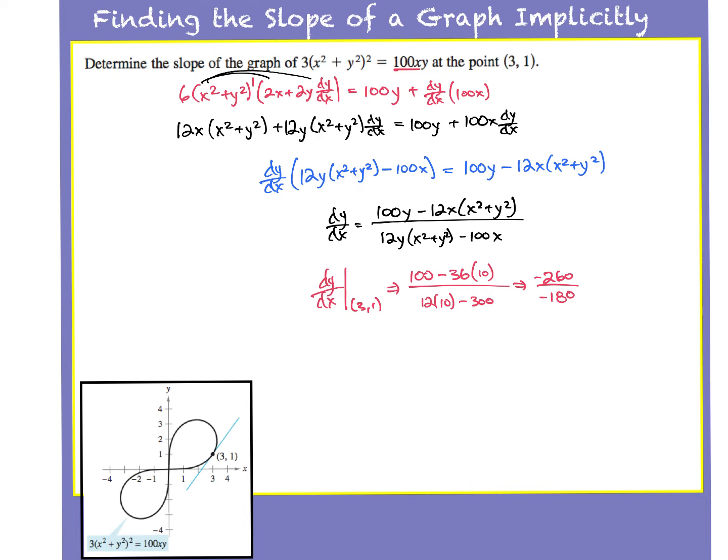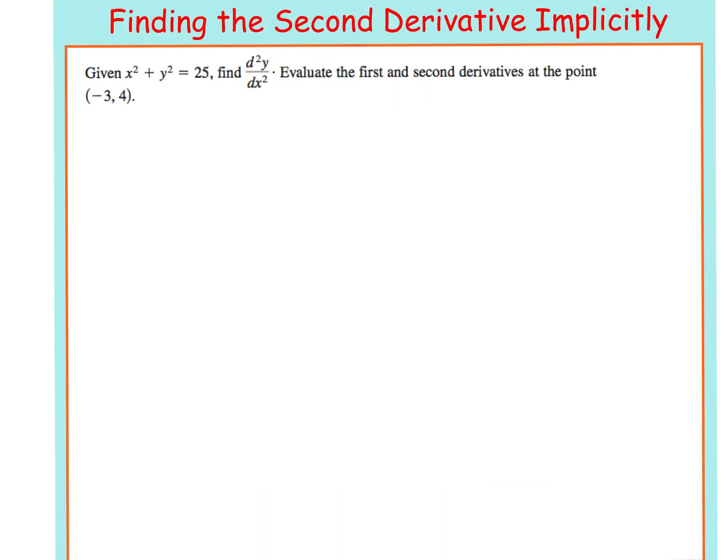So I have a negative over a negative, so those go away. And what could it simplify to? We can divide everything by 20. 20 over 20, which is? 13 over 9. So my slope at the point 3, 1 is 13/9. All right, pretty nifty? Fantastic. We're moving. Here we go.